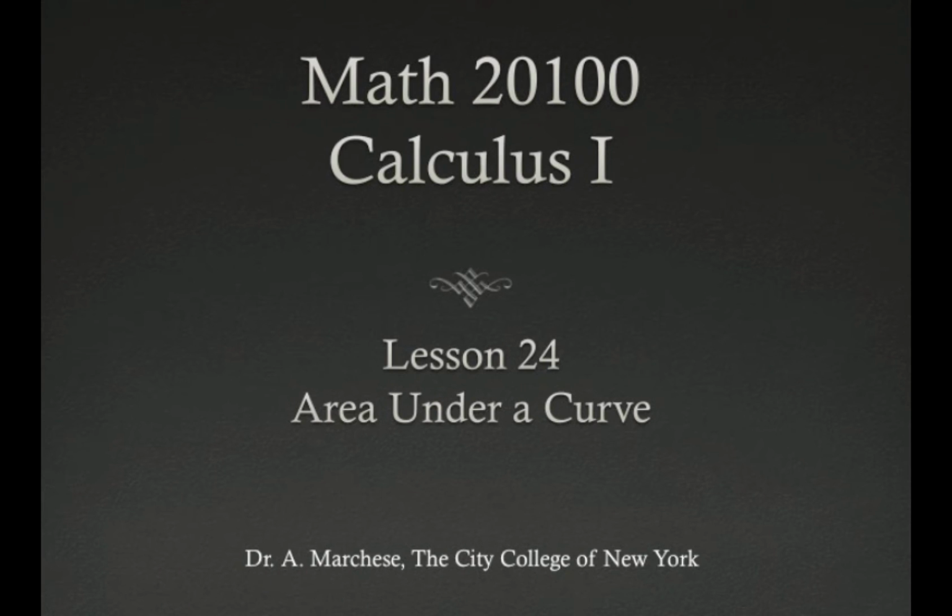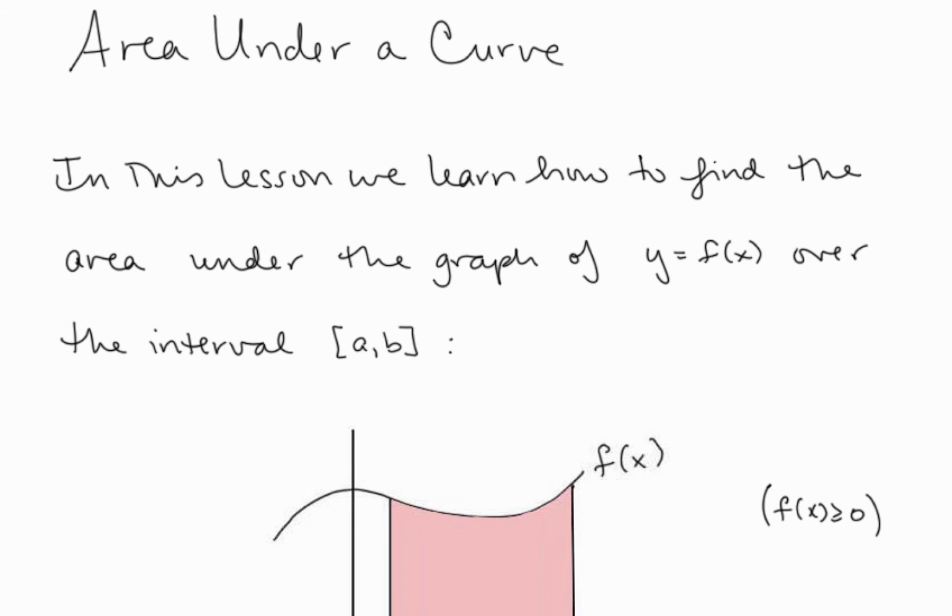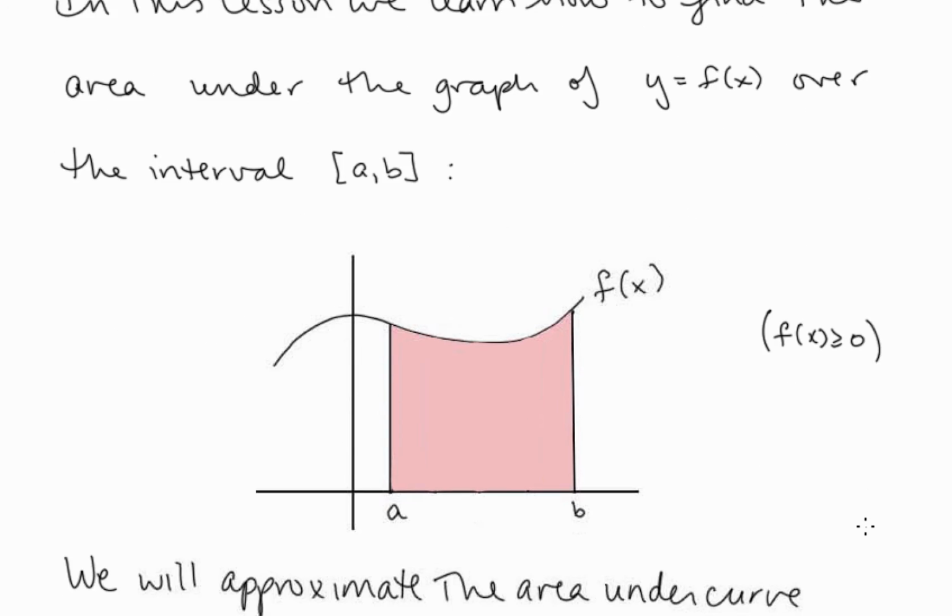This is Lesson 24 in our Calculus 1 series, Area Under a Curve. In this lesson, we learn how to find the area under the graph of y equals f of x over the interval [a, b]. So we're talking about this shaded area here.